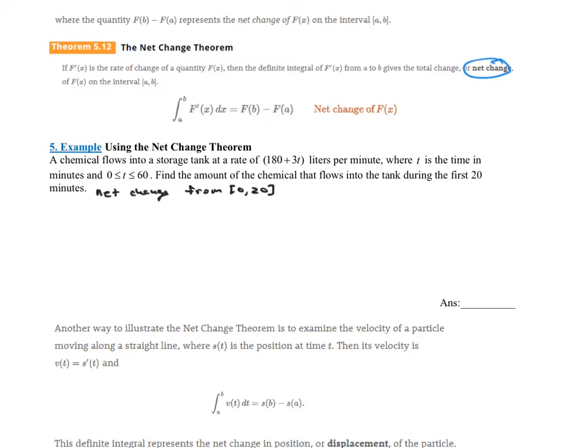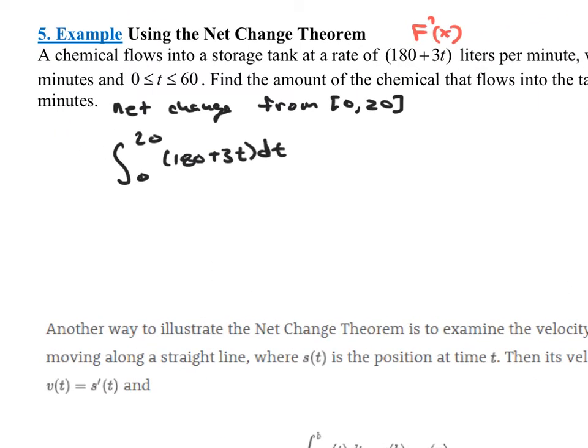Well, if you read, it says this is the rate that it's flowing. So this is the rate of change. So this right here represents the derivative of the amount of chemicals, right? The derivative of the amount of chemicals. So how are we going to do this? We're just going to set it up, the integral from 0 to 20 of the change in chemicals, which was the 180 plus 3t. Of course, this is with respect to t. So there's how we set it up. We just do the integral from 0 to 20 of that function because that is the rate of change. So we're integrating the derivative is what we're saying.